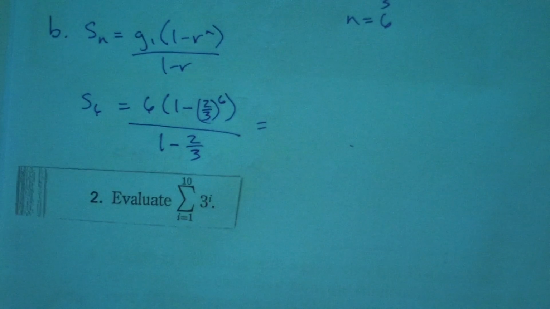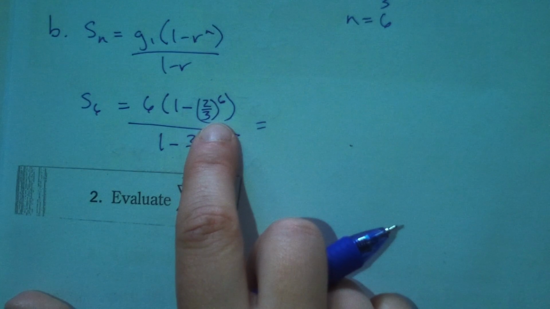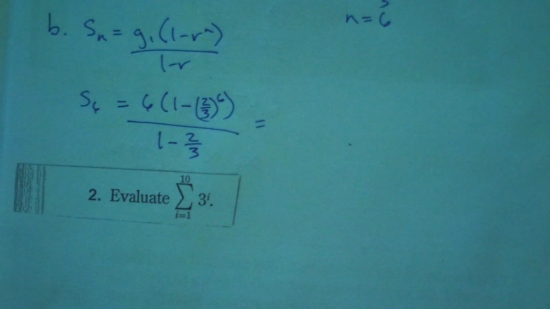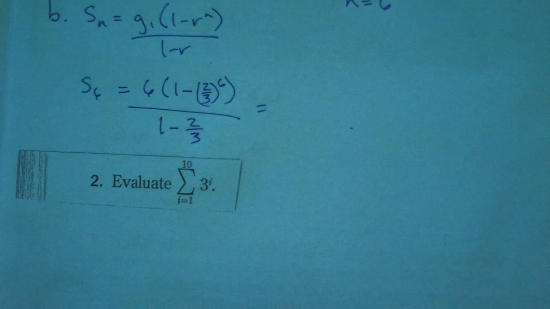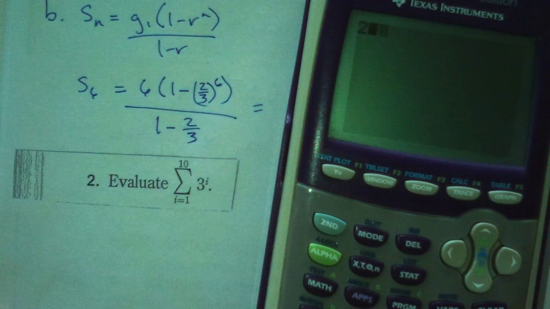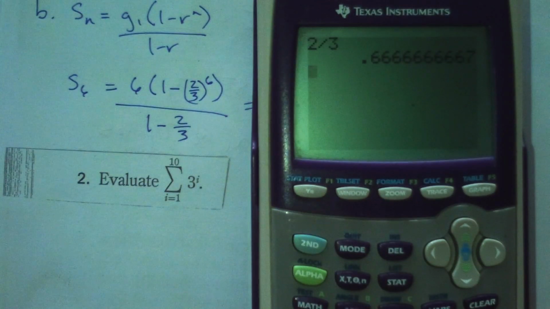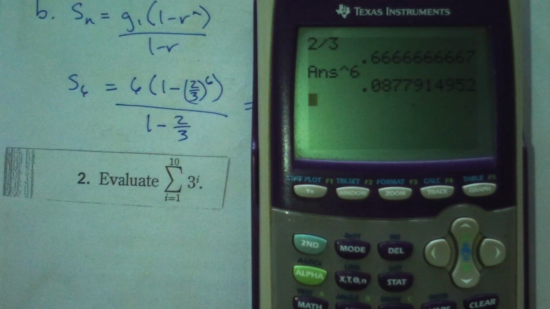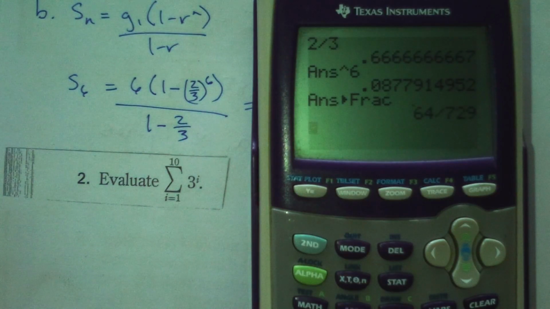So it would be 6 times (1 minus 64 over 729), over, and then 1 minus 2/3 would be 1/3. We can do that one in our heads. And then really here, we probably could have typed it all out in one step. I think I'm going to type this whole top out as one step and then have the bottom as a third step still.